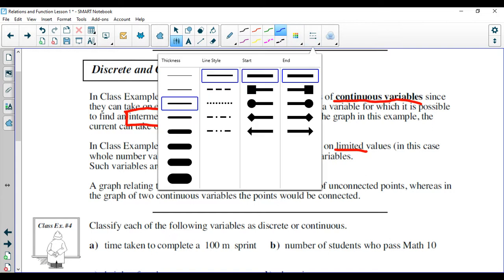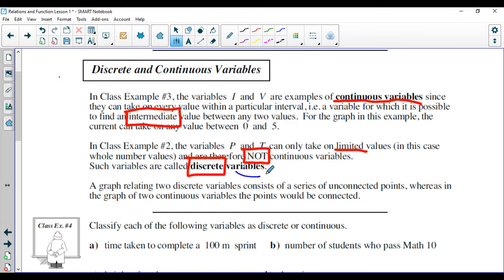Okay, and we'll just summarize this here. Discrete variables are ones where you cannot have some intermediate values, like there's some kind of intermediate value that does not make any physical sense. So if you can have intermediate values, we refer to that variable as being continuous. If you cannot have intermediate values, we refer to that variable as being discrete.